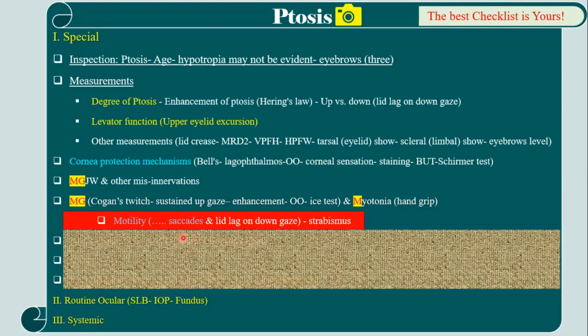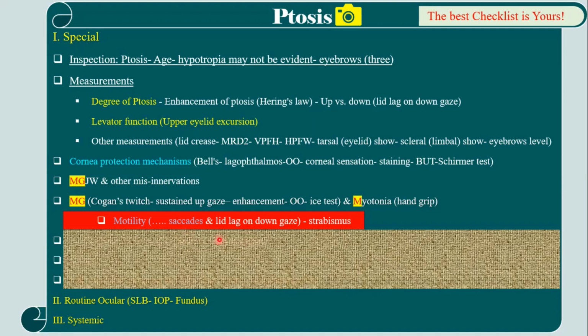But you can see here, I added, if you remember in proptosis classes, I talked about motility, but I never mentioned saccades. Here it's important to mention saccades, because if you study myasthenia gravis, you may get limitation of movement on saccade testing, which is testing for rapid eye movements. So in a myasthenic patient, the movement starts good and then it fades away. I think you can read about testing saccades in myasthenia gravis.